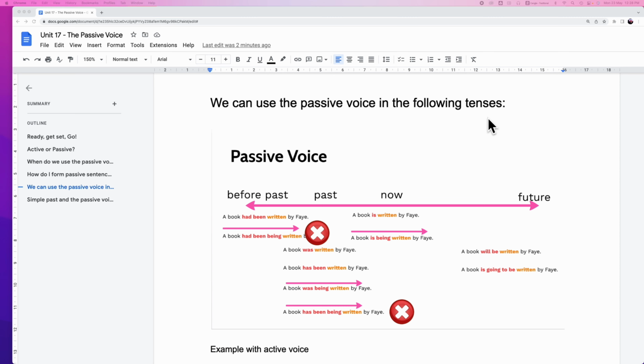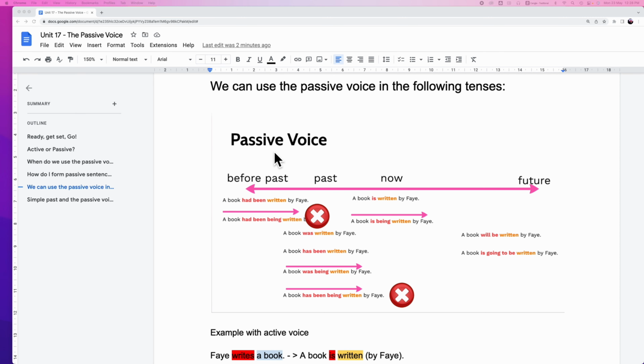This video is talking about passive voice. Let's get started. Last time we talked about how to change a sentence that is using active voice into a passive voice. Today we are talking about different tenses, how to apply passive voice in different tenses. Let's take a look at the following example. This diagram is illustrating different tenses using passive voice.